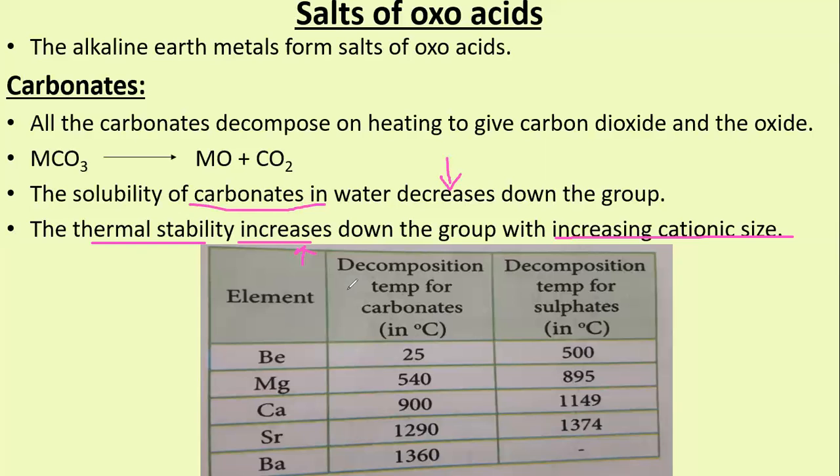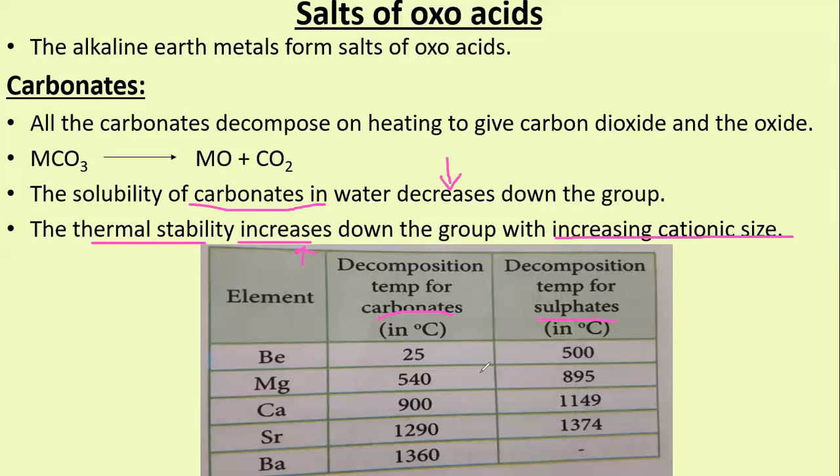Here is the variation of the decomposition temperature for carbonate as well as for sulfate, given in degrees Celsius. For beryllium it is 25, whereas for sulfate it is 500. For magnesium it is 514 degrees Celsius and 895 for sulfate. For calcium 900, and for sulfate 1149. For strontium 1290, and for sulfate 1374. For barium 1360. So we can tell the values increase.